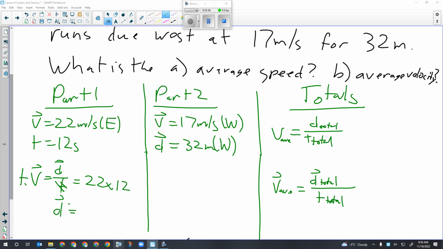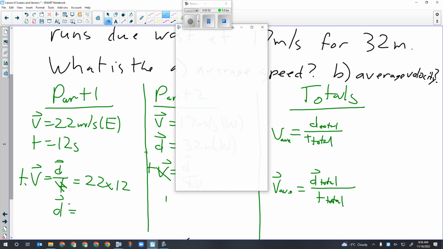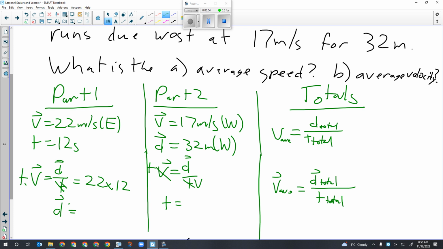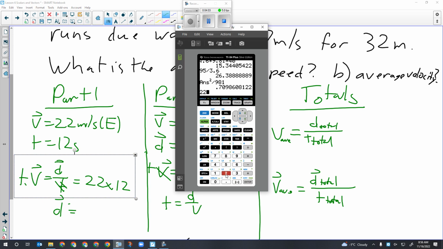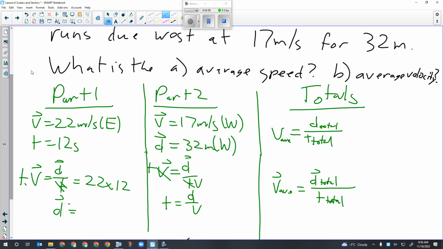For part 2, if I want to find the total time, same thing. Velocity is displacement divided by time. If I want to solve for time, I'm going to multiply both sides by t, divide both sides by v. So t will equal d over v. All right, so on this one here, we're going to have 22 times 12. So it's going to go 264 meters.